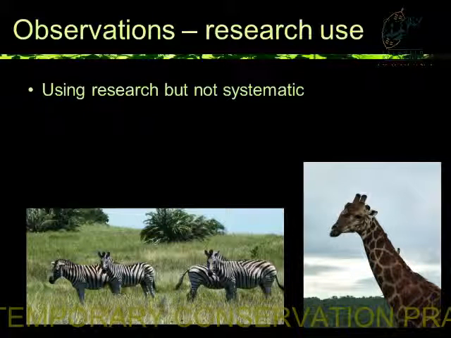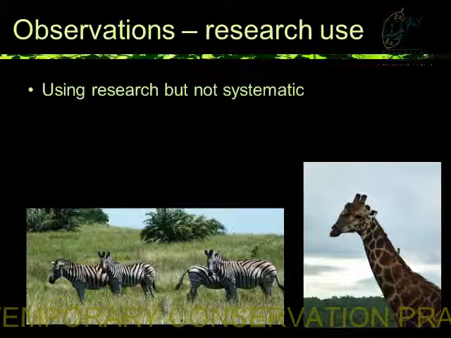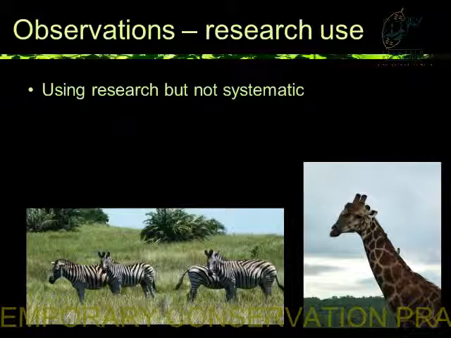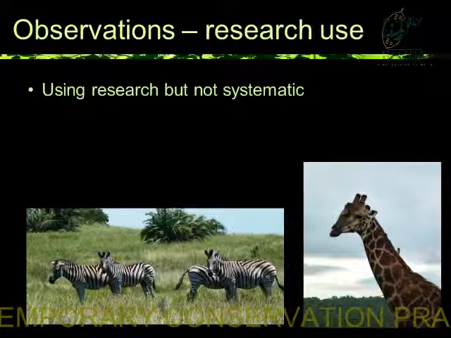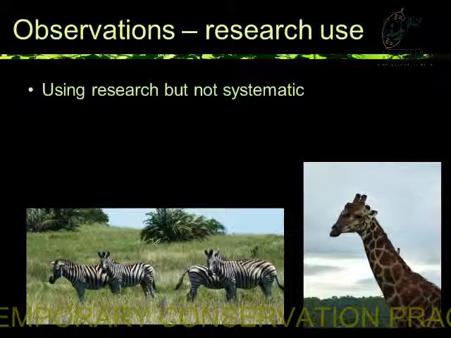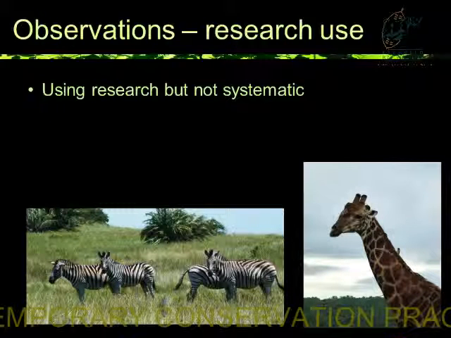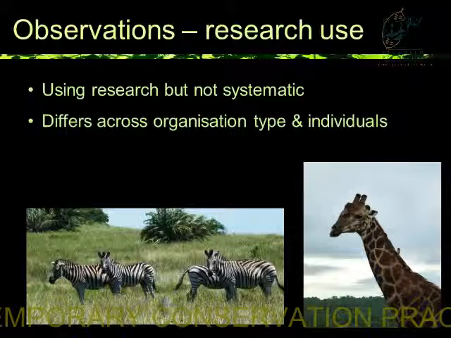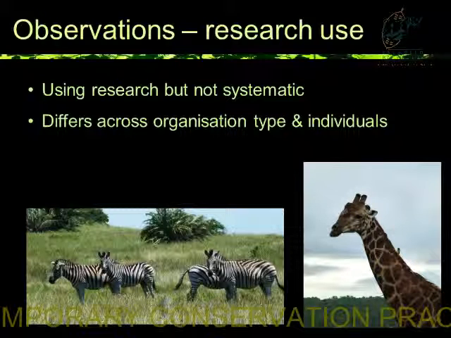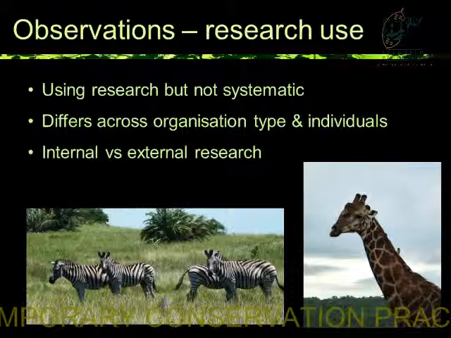So people are using research, but it's not in a systematic way. So people say, oh yeah, I get papers sent to me by my colleagues, and it was really interesting. But that is kind of ad hoc, and you have no idea of how much information you're missing if you're doing it that way. Obviously it differs across organisational type and individuals. And there was a difference in between the type of research.